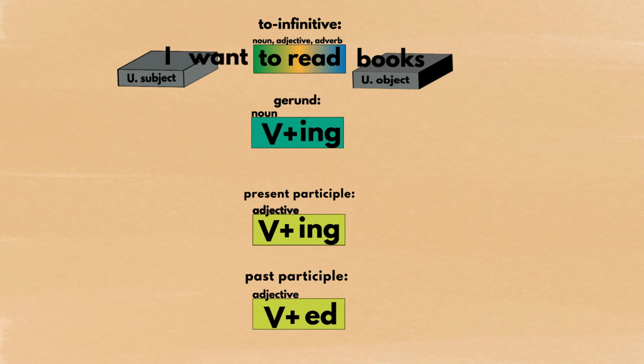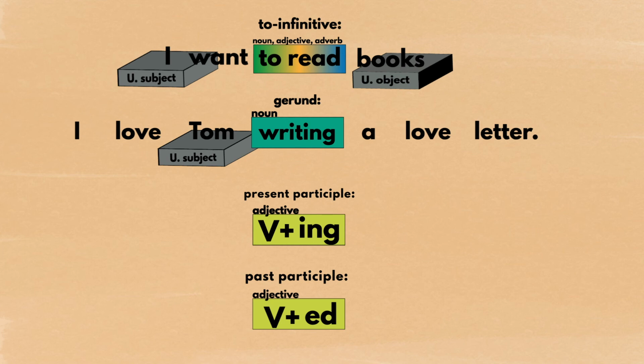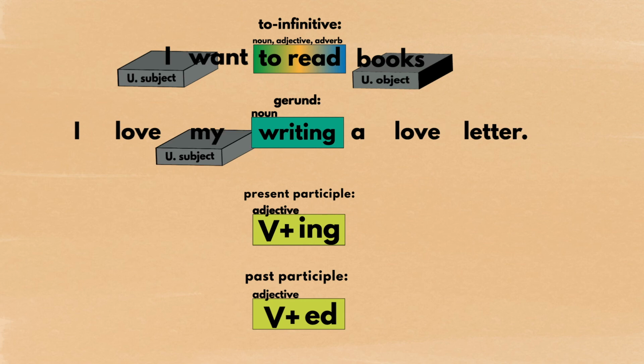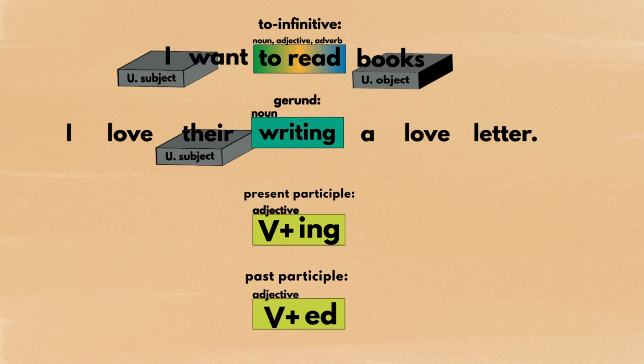Moving on, let's talk about the gerund. The understood subject is the noun that comes before the gerund. In I love writing, the understood subject is the word I. In I love Tom writing a love letter, the understood subject is the word Tom. If the understood subject is a pronoun, you have to write it in the possessive form, as in my, his, her, their, and so on. And of course, the understood object is the phrase a love letter.